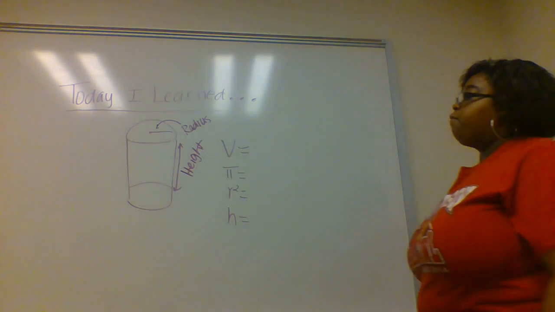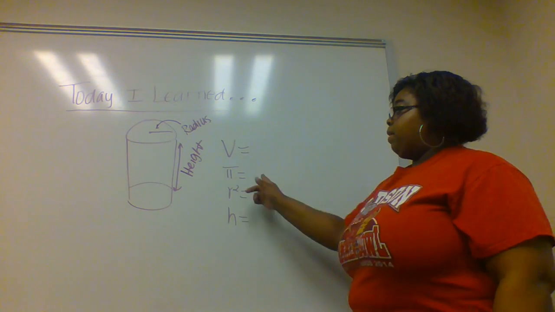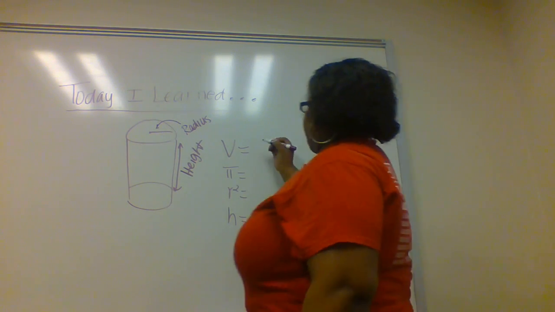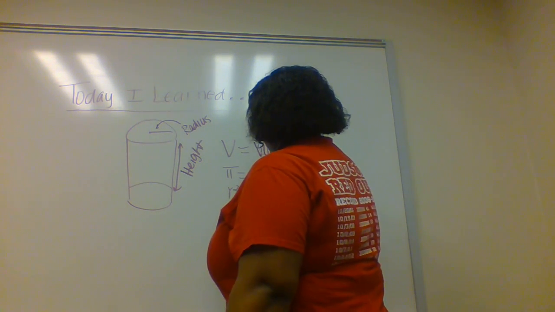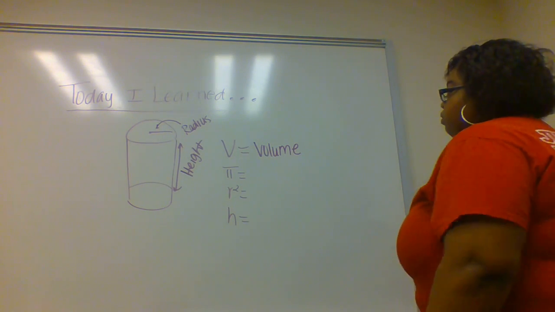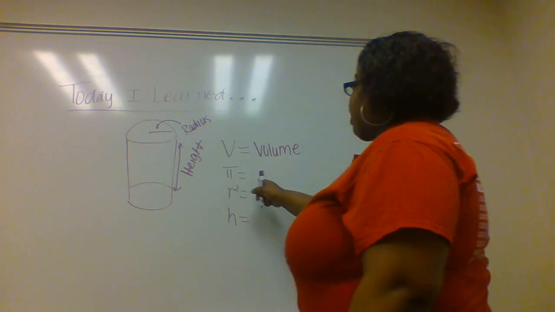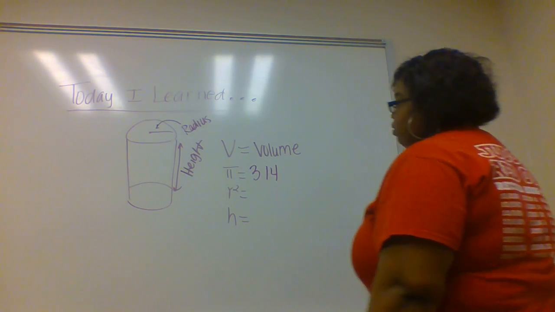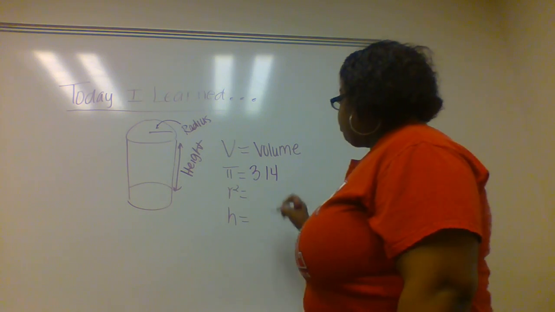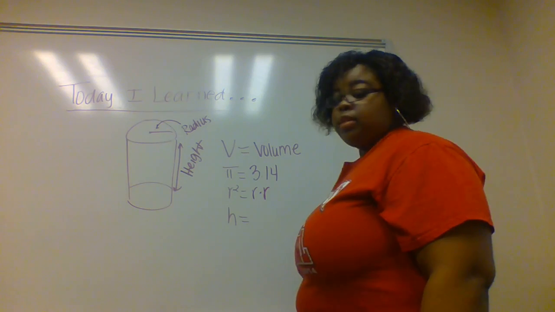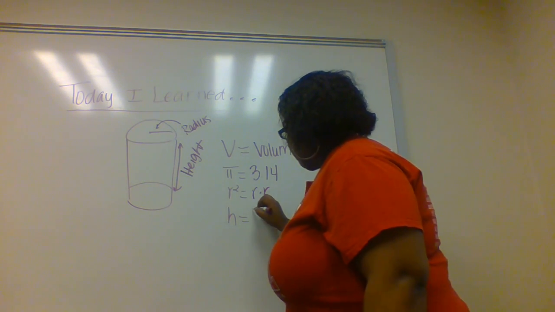And if we go back to the formula that we learned today, V is equal to pi times r squared times height. We learned that V is equal to the volume. Pi is equal to 3.14. R is equal to the radius squared, which means radius times the radius, and h is equal to the height.